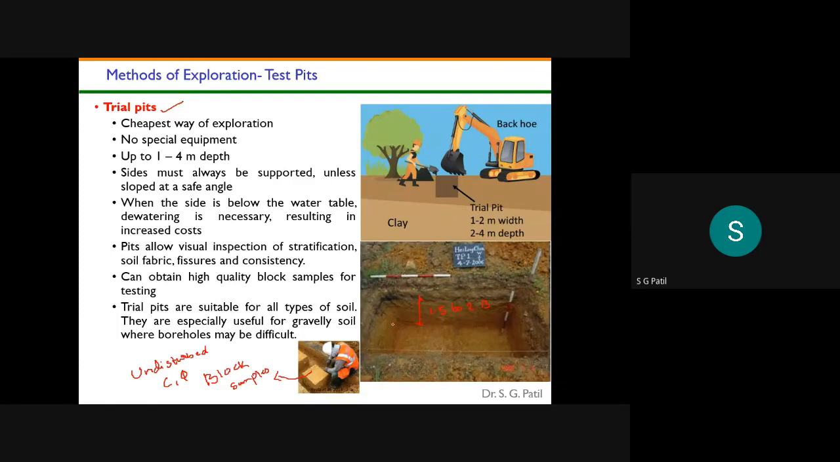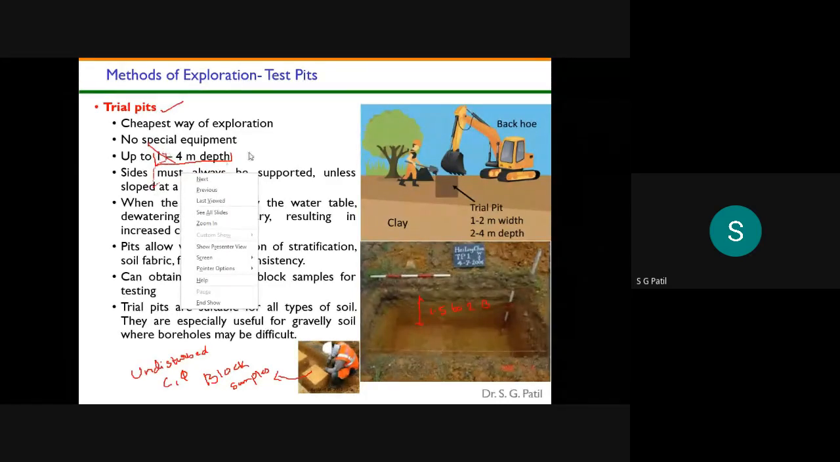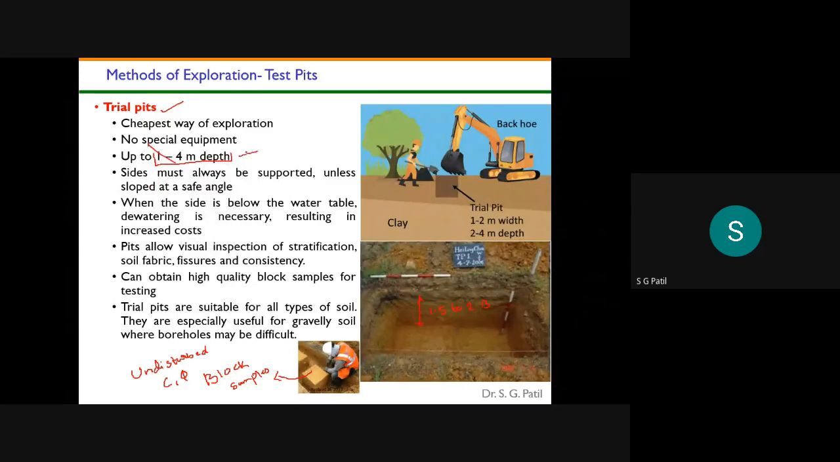But what is the disadvantage? The disadvantage is that the depth of the trial pit is restricted. Maybe you can go up to a maximum of 1 to 4 meter depth. Beyond that you can't go for the excavation. So that is the major disadvantage.